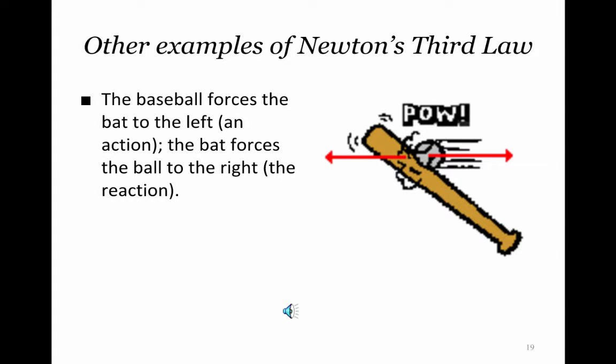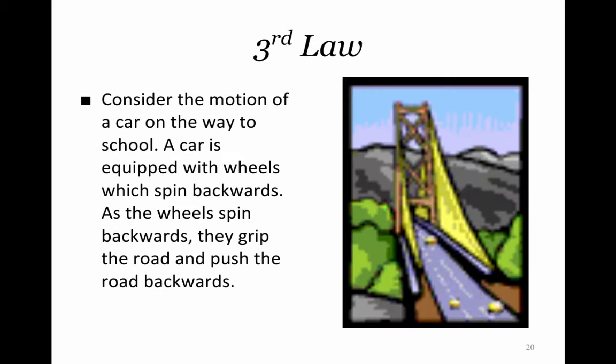Another example of Newton's third law is the baseball forces the bat to the left, an action, and the bat forces the ball to the right, the reaction. Consider the motion of a car on the way to school. A car is equipped with wheels that spin backwards. As the wheels spin backwards, they grip the road and push the road backwards, pushing the car forward.